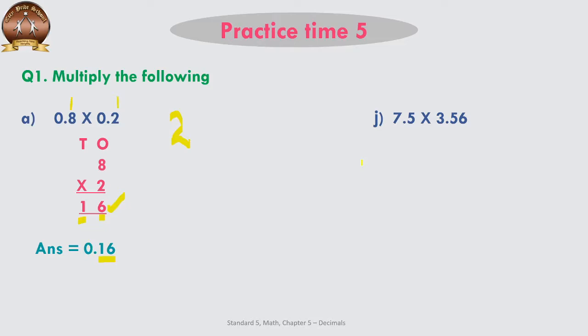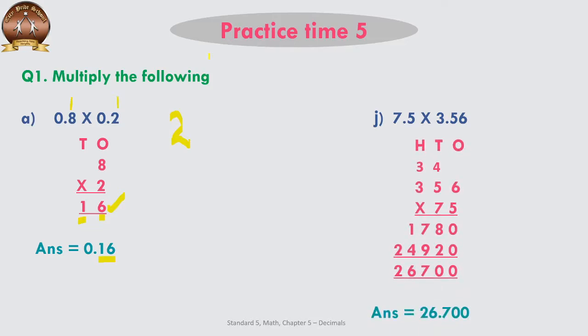Now we have 7.5 multiplied by 3.56. So here we are going to multiply simply 75 and 356 and get the answer. So 356 multiplied by 75: first the multiplication is done by 5 and we get the answer as 1780. Then a 0 in the tens place because the multiplication has to be done by 7. When the multiplication is done by 7, we get the answer as 24920. When we add these numbers, we get the answer as 26700.